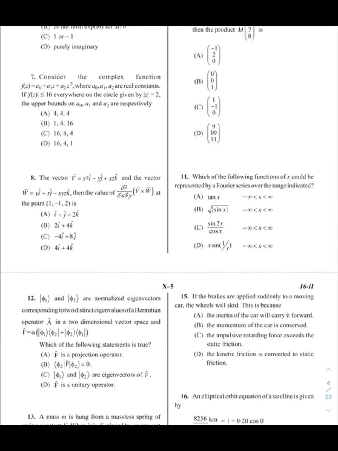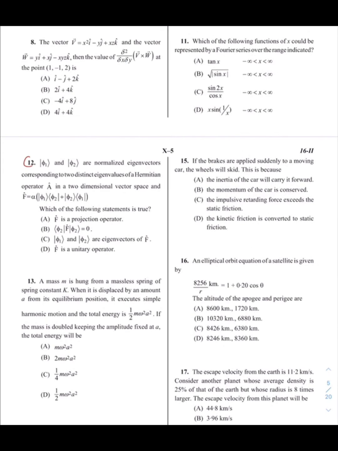In problem 11, we have to find the function that could be represented by a Fourier series over this range. According to the Dirichlet condition, the function has to be periodic, so this eliminates option D. The function has to be bounded, this eliminates option A. The function must have finite number of discontinuities. The function in option C has infinite number of discontinuities where cos of x is 0. So option B is the final answer.